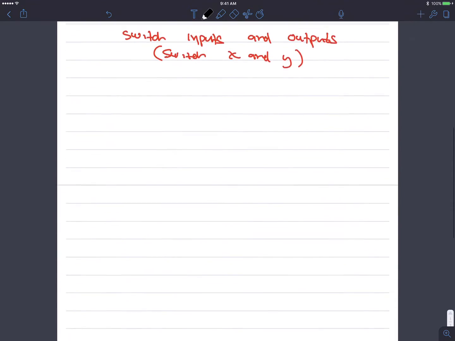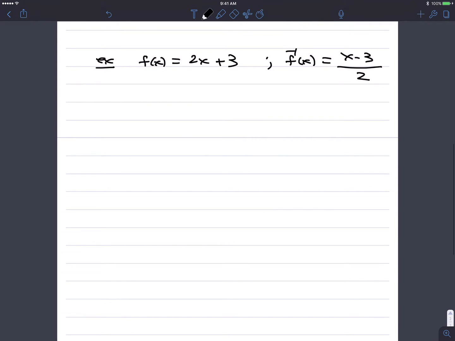So let me give you an example of what I'm talking about, of what we say inverse functions. I can say here's a function that you have as f of x equals 2x plus 3. And here's another function, and I'm going to use this notation here: x minus 3 over 2. Let me put it a little closer. X minus 3 over 2. Write it a little better.